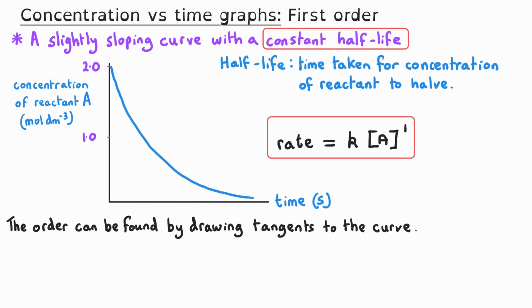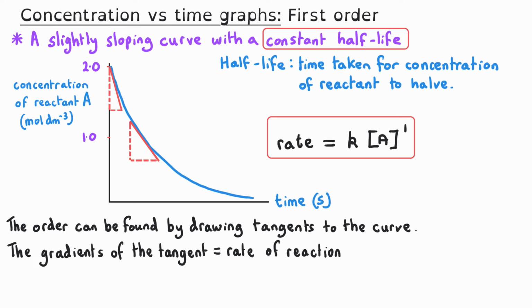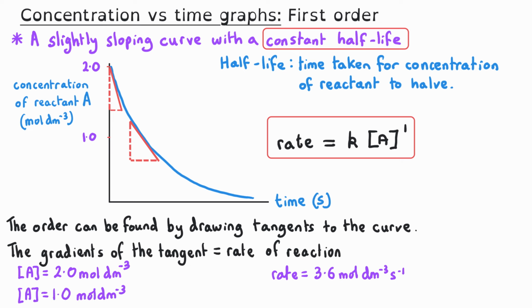Not only can you recognise first-order reactions from the shape of the curve itself, the order can be found by drawing tangents to the curve. Then you can calculate the gradients of the tangent, and this will give you the rate of reaction at that particular reactant concentration. And so if we draw a tangent at the start of this reaction, when the concentration of a chemical A was 2.0, we might find the gradient of this tangent, i.e. the rate of reaction, is 3.6 moles per decimeter cubed per second. And then we would draw a tangent when the concentration of A is 1 mole per decimeter cubed, and we might find that this rate of reaction is 1.8 moles per decimeter cubed per second.